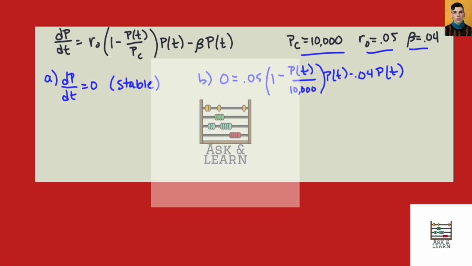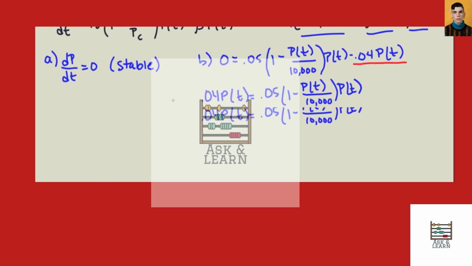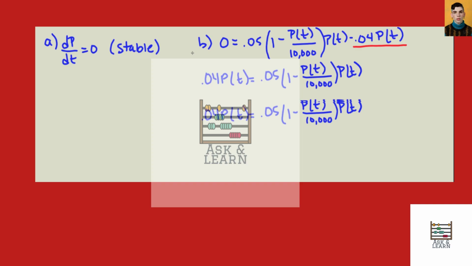Let's start by adding 0.04 P of t to both sides. And we have 0.04 P of t equals 0.05 times 1 minus P of t over 10,000 times P of t. Now, I don't know about you, but I would rather not have all these decimal numbers in here. So at this point it would be nice to multiply both sides of the equation by 100. So now we have 4 P of t equals 5 times P of t times 1 minus P of t over 10,000.